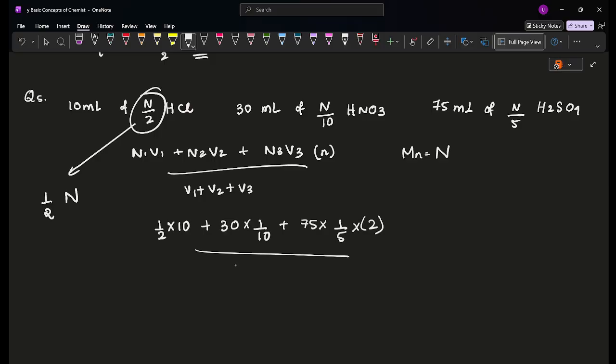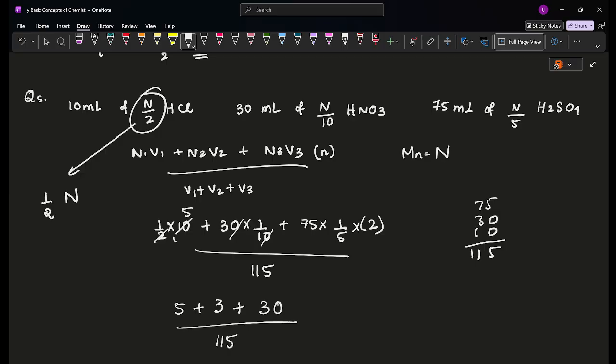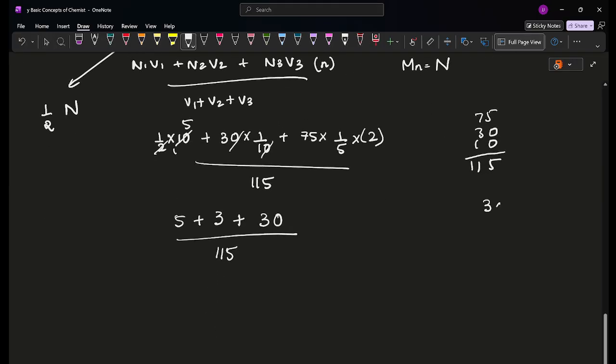So how much is the volume? 75 plus 30 plus 10, which is 115. So we have 5 millimoles plus 3 millimoles and 15 to the 30 by 115. And how much are we going to get here? We're going to get 38.